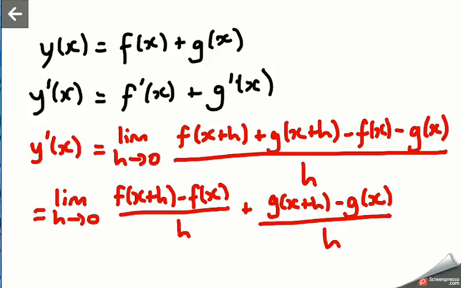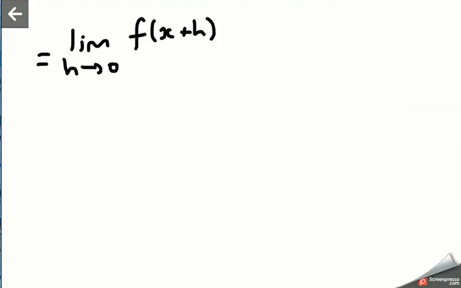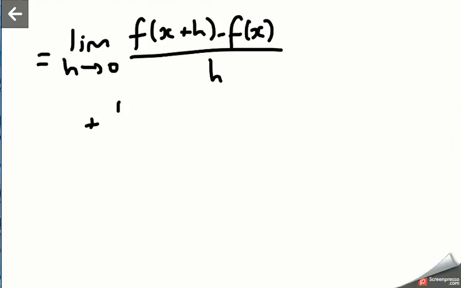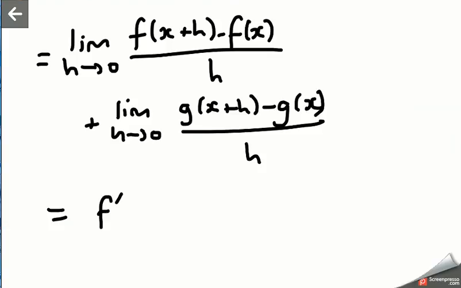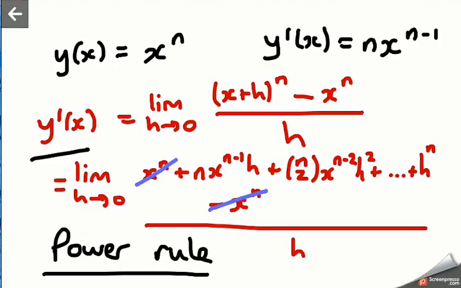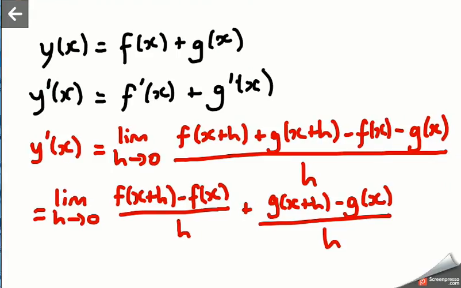And so in fact this is indeed equal to the limit as h tends to 0 of f of x plus h minus f of x divided by h plus the limit as h tends to 0 of g of x plus h minus g of x divided by h. And so this is indeed equal to f prime of x plus g prime of x. So, well, that's great, because that means that this thing here is true.